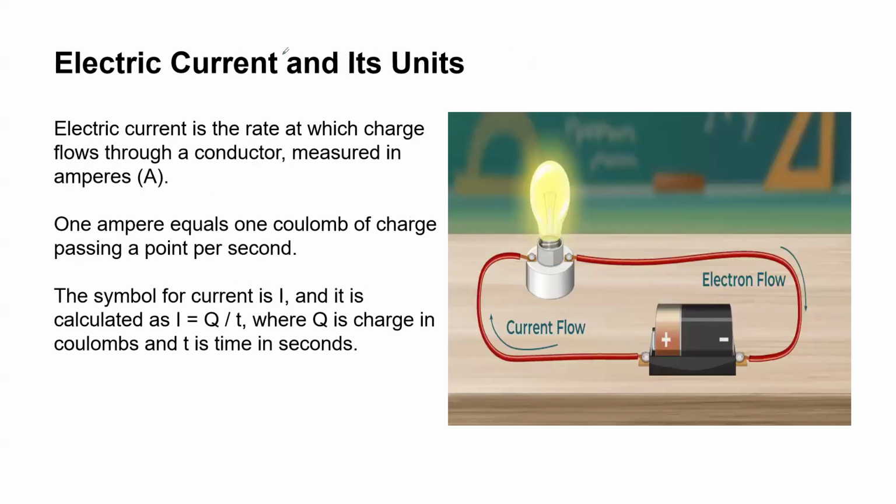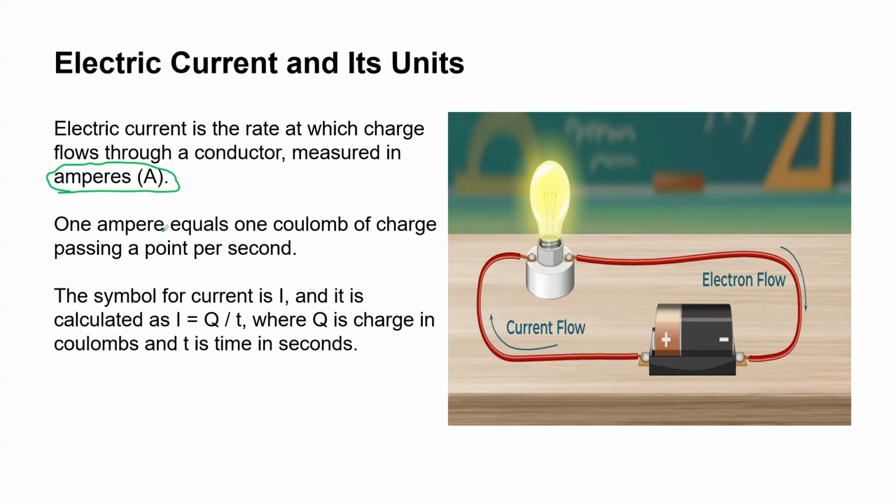So the next thing that we are going to look at is current and its units. What is a current? A current is the rate at which charge flows through a conductor. So the rate of flow of charges through a conductor is what you call an electric current. This electric current is measured in amperes. The SI unit for electrical current is the ampere, which is represented by capital letter A. And very importantly, 1 ampere is equal to 1 coulomb of charge passing a point per second.